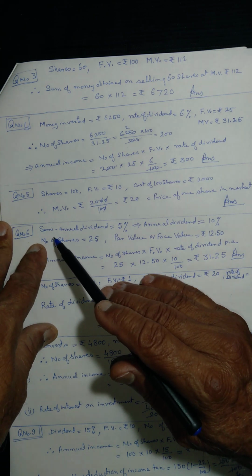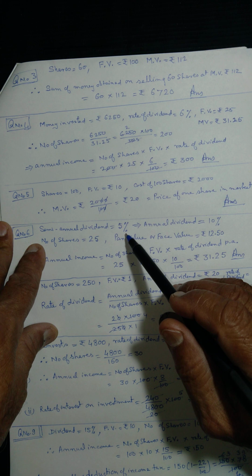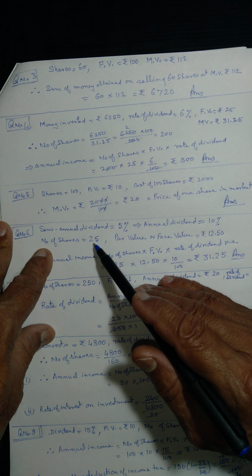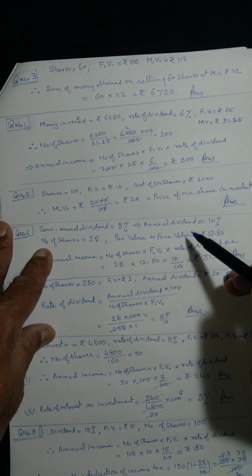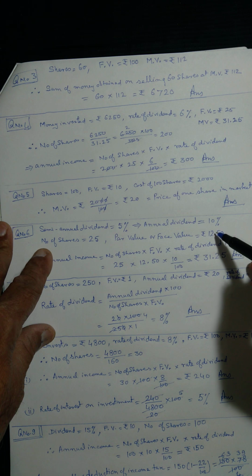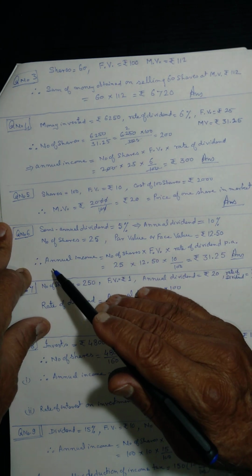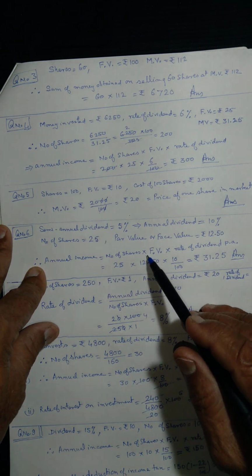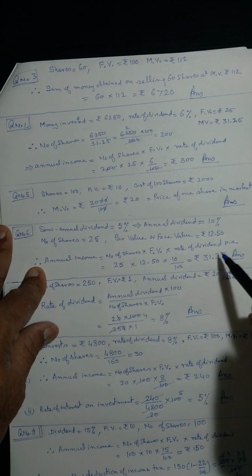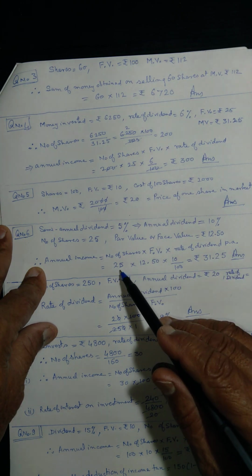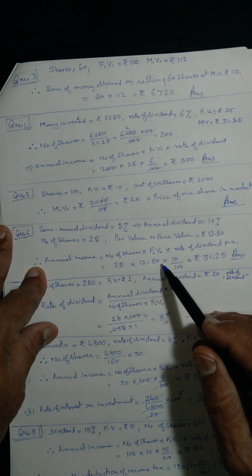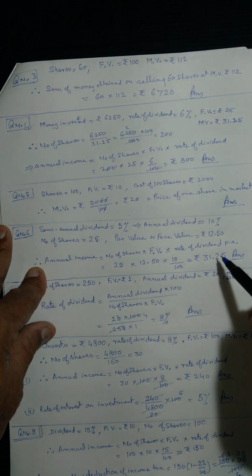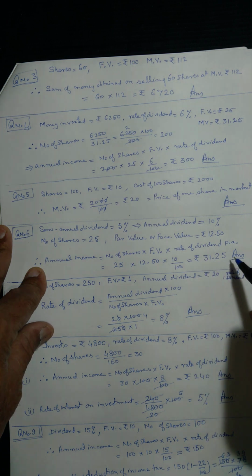Question number 6. Semi-annual dividend is 5% given, so the annual dividend will be equal to 10%. Number of shares is 25. Par value or the face value is equal to rupees 12.50. So the annual income is equal to the number of shares into face value into rate of dividend per annum. That is 25 into 12.50 into 10 by 100. And further you solve it, you will get the answer, that is 31.25.